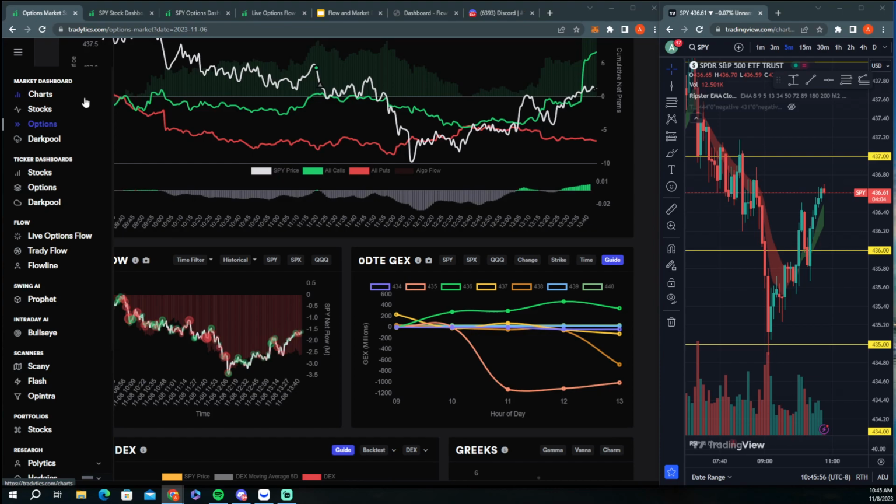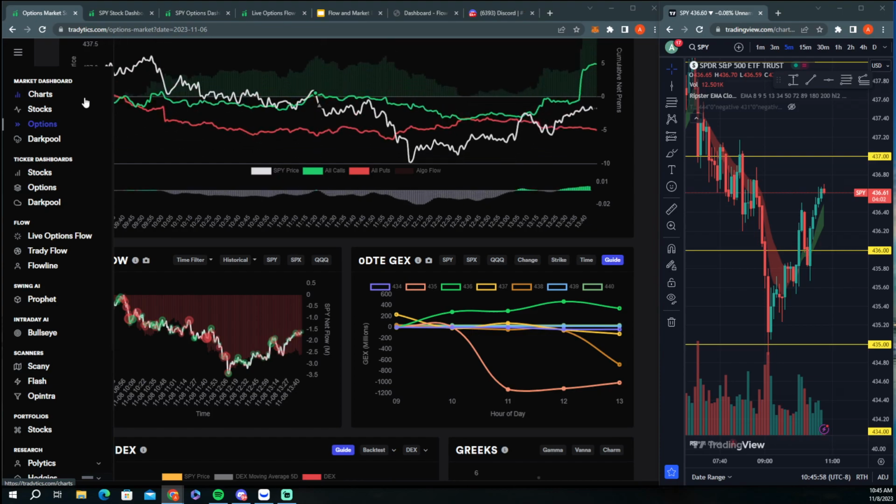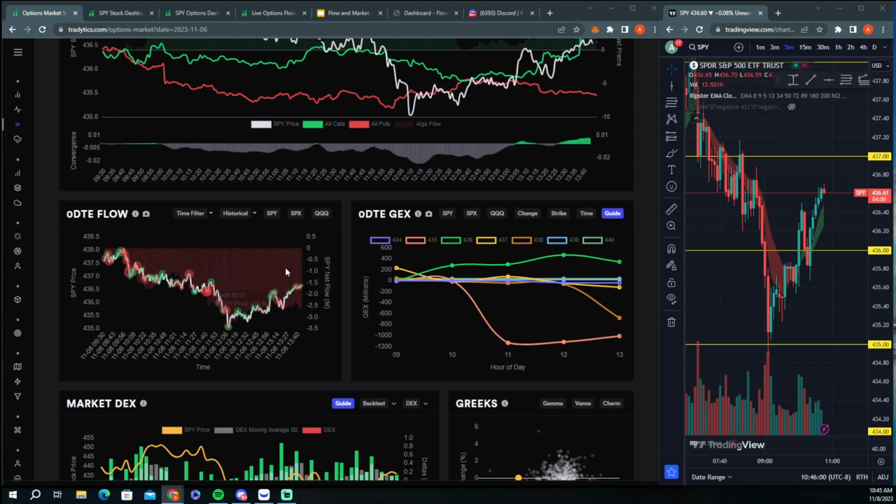0DT flow is showing when to buy calls and puts throughout the day. Yeah, so this is another tool. I don't use it that often because it's flawed, but a lot of people like it. But these are the 0DT flow. You can see where puts are being bought and calls are being bought as well. But yeah, I hardly ever use that chart.